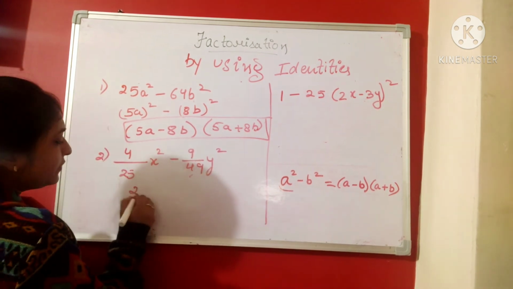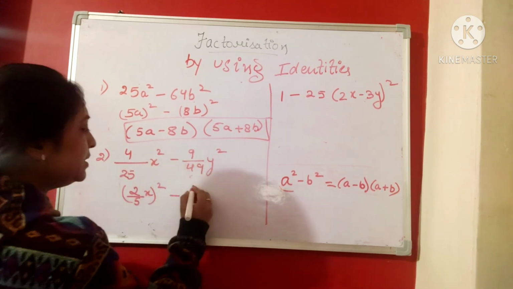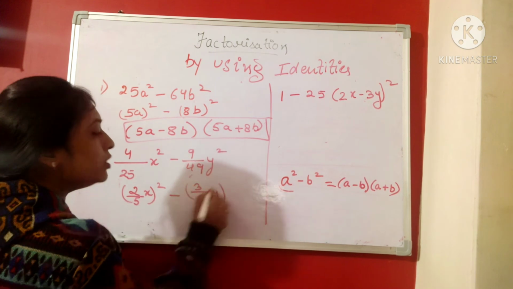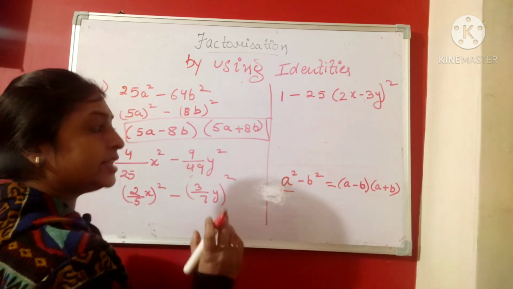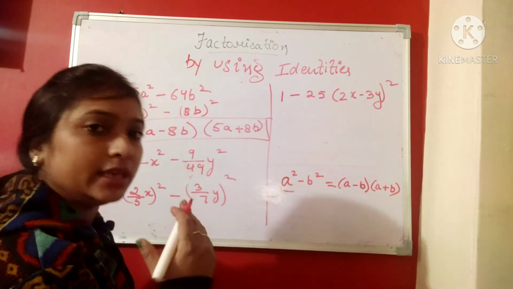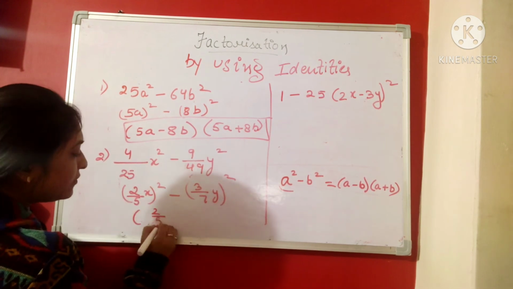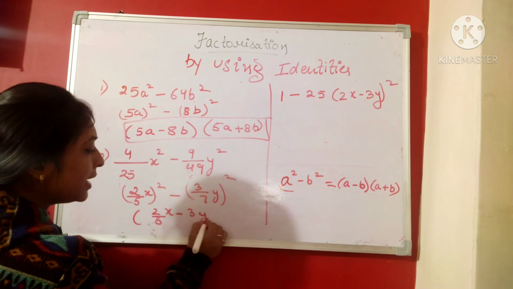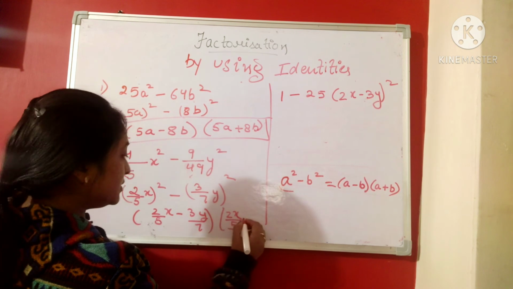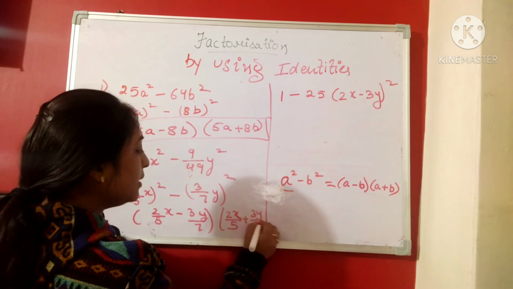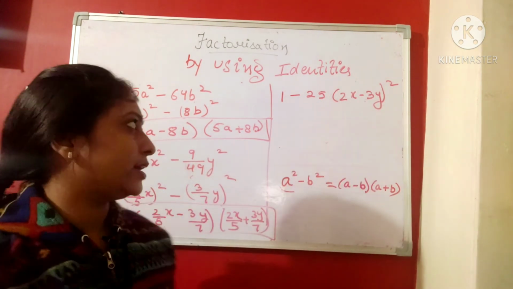Now 4 upon 25 means (2 by 5x) whole square. 9 upon 49 means (3 by 7y) whole square. Again, it is matching with this third identity, which says (a minus b) in one bracket, (a plus b) in the other bracket. So a will be this term, b will be this term. (2x by 5 minus 3y by 7) in the one bracket, and (2x upon 5 plus 3y by 7) in the other bracket, which is the answer.